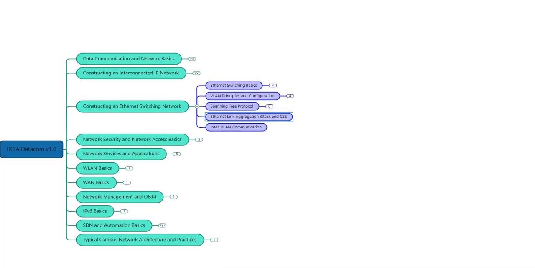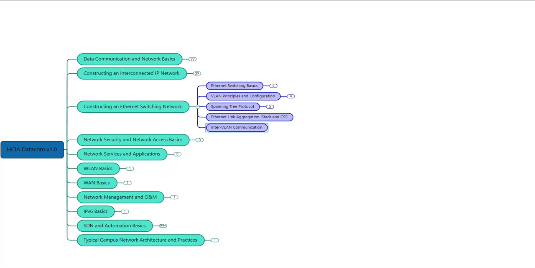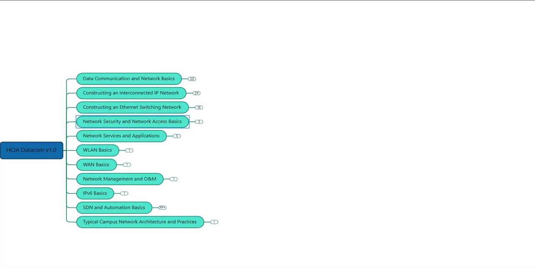We talk about redundancy at layer 2, inclusive of Ethernet link redundancy or link aggregation, which is link level redundancy, iStack, intelligent stack, and also cluster switch systems, which are link level and also device level redundancy. And then we talk about inter-VLAN communication. After splitting our one local area network into several broadcast domains, how do we implement communication between those different broadcast domains?